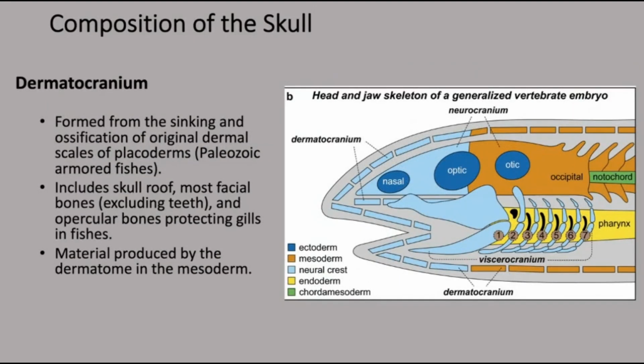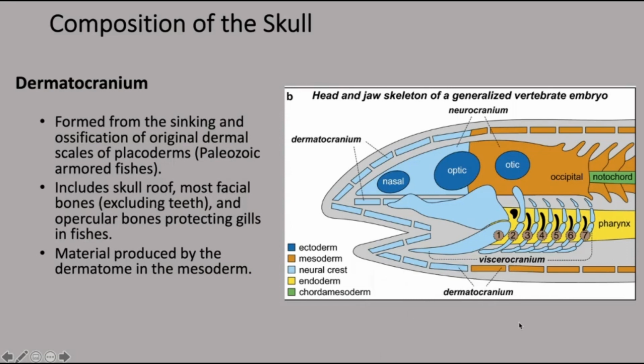Now, the composition, why do I keep doing that? Sorry. Now the dermatocranium. So the dermatocranium is something that is specifically usually found in the fishes, okay? So if we look at this image, which is actually also in the lecture slide, it's a very good image because it shows you where the neurocranium is, okay? Then it shows you where the dermatocranium is, and then the viscerocranium.